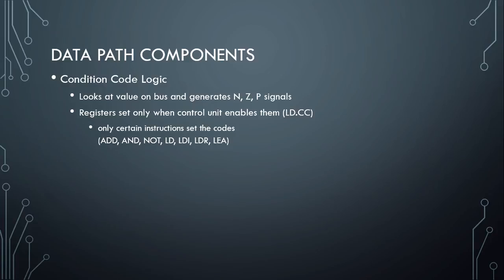Data path components. Still going here. Condition code logic looks at the value on the bus and generates N, Z, or P signals, so that's your negative, zero, or positive. The registers are set only when the control unit enables them. Only certain instructions will be able to set the codes. So AND, ADD, NOT, LD, LDI, LDR, LEA are the only ones that can set the codes into the registers.